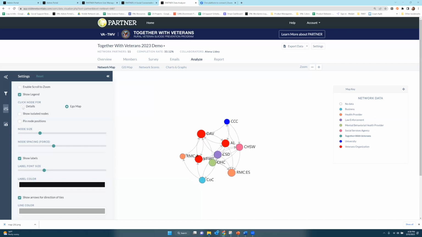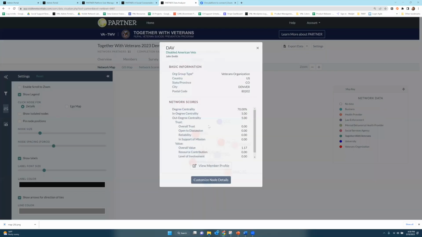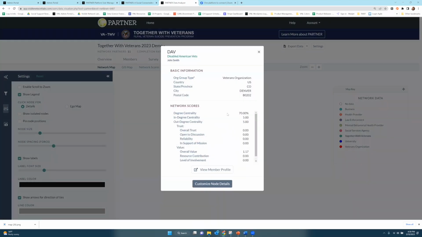You can also click this button here to show what we call details for the node. So if you click on the node, instead of it going to its ego map, it's going to bring up a little box here and it's going to give me information about them. So it's going to tell me what organization type they're from, if there's an address located with it, and if there are any scores attached to them as well. And then I can easily go to what we call a member profile for that organization, which is just a quick snapshot profile that tells you how that organization answered their survey and shows their ego map and their connection to the larger network as well.